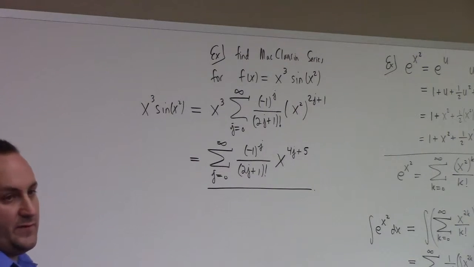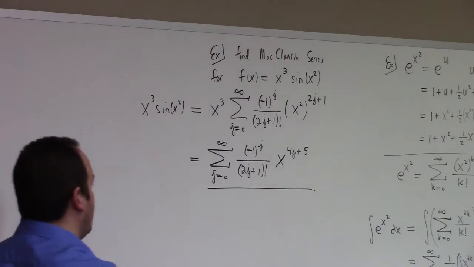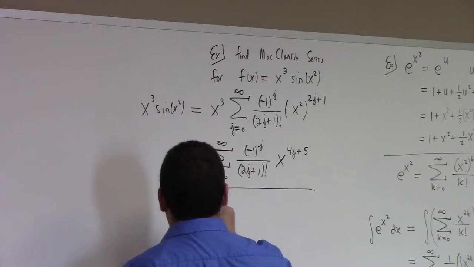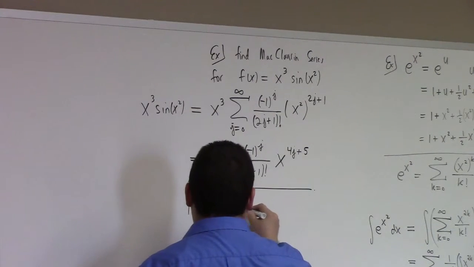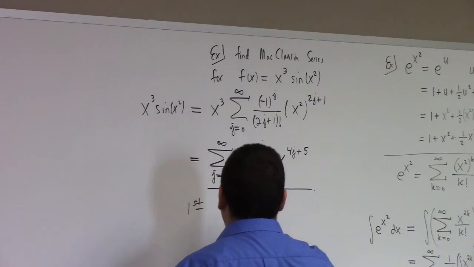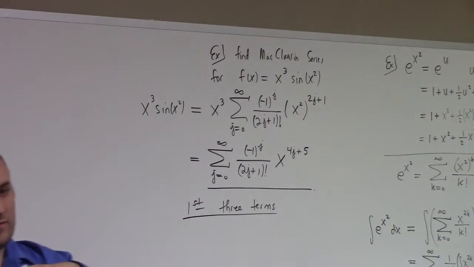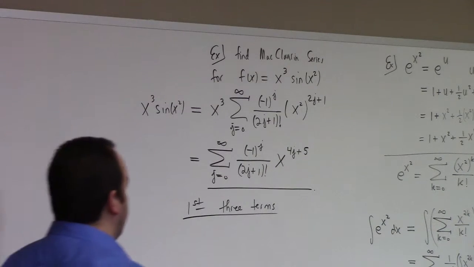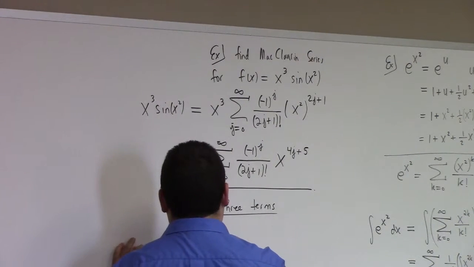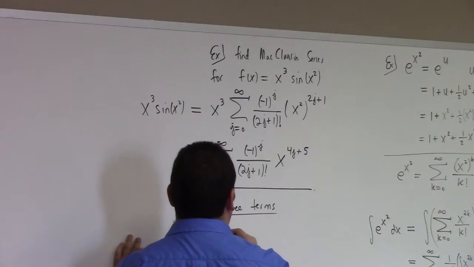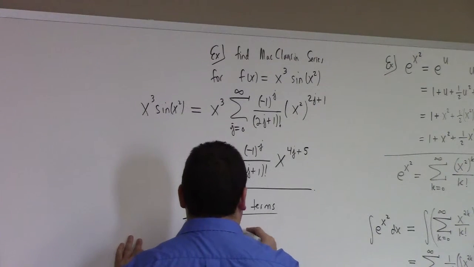What if I just want the first 3 terms? Of course, what could we do? We could just use the general thing and plug in j equals 0, j equals 1, j equals 2, and see what pops out. Let me show you a different approach. First 3 terms, what I usually would do is just multiply.